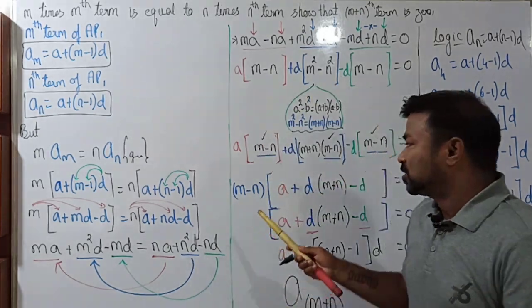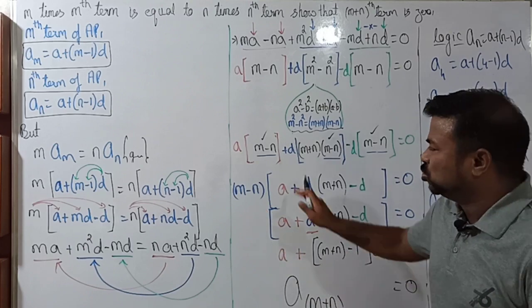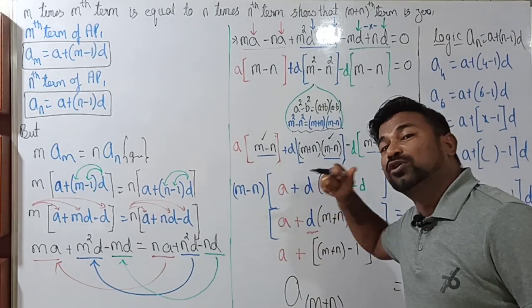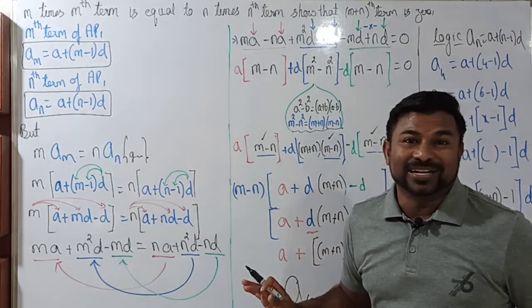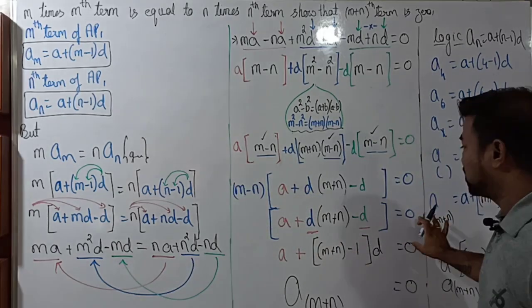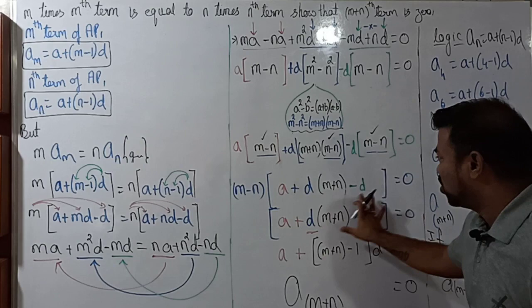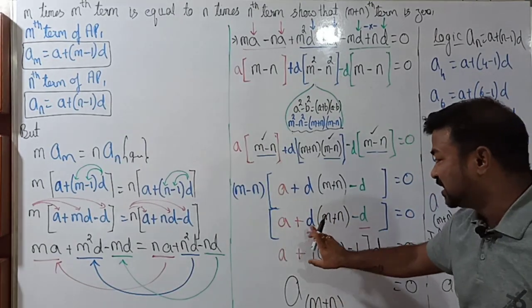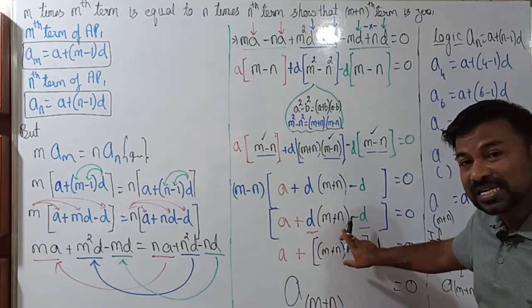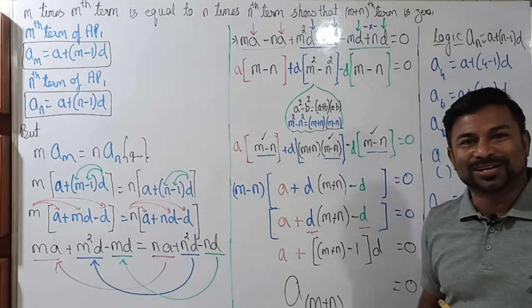Let's come back. So m minus n, what is it doing here? It's multiplying. If it goes to the other side, it divides. So send m minus n to the other side, it becomes 0. Right? So no more. Now what is left over? A plus d into m plus n minus d is equal to 0.